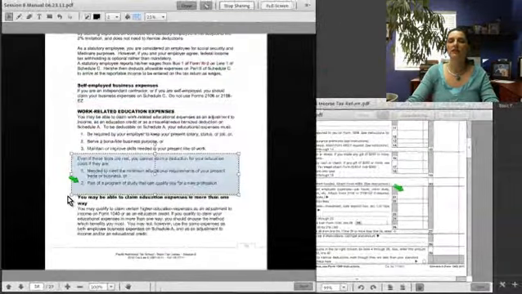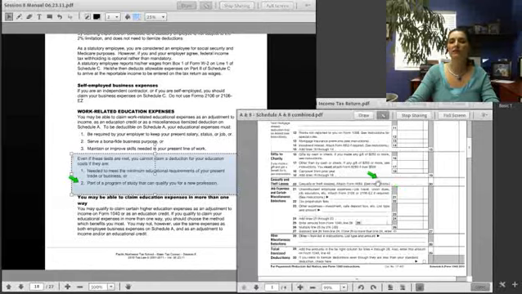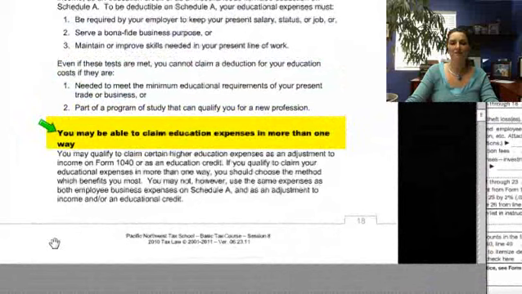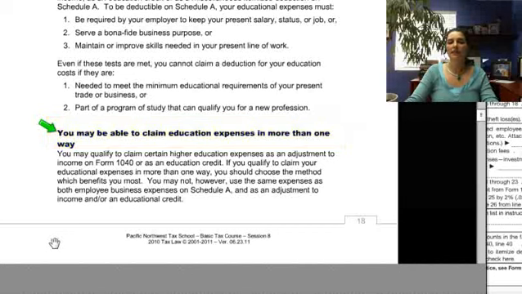You may still be able to claim these types of education costs as either a tuition and fees deduction or as an education credit. You may be able to claim education expenses in more than one way. You may qualify to claim certain higher education expenses as an adjustment to income on 1040 or as an education credit.